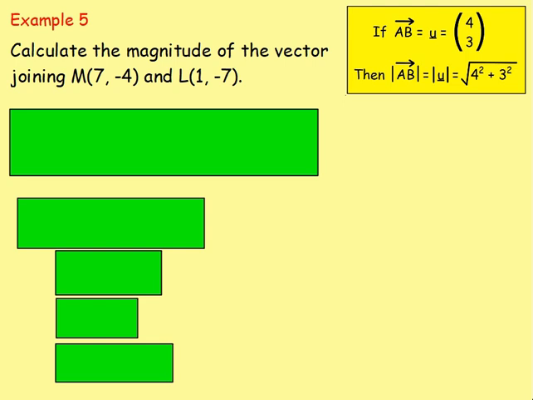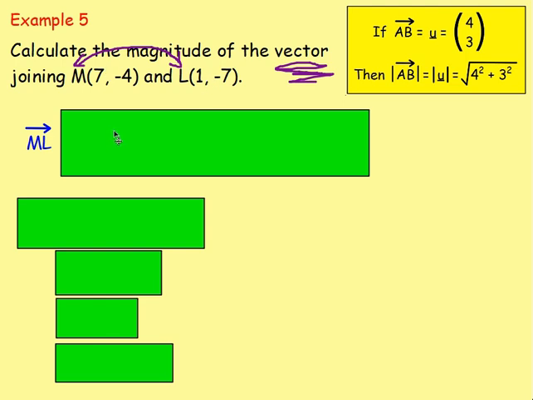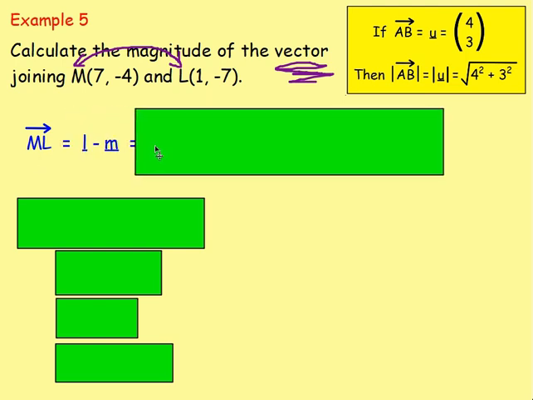Example 5, calculate the magnitude of the vector joining M and L. So to do this, well, M is the point 7, negative 4, and L is the point 1, negative 7. First of all, we need a vector joining those two points. So we can either work out ML, or we could work out L back to M. It doesn't really matter which way around we do it, because again, the direction's not important. It's just the magnitude or the size. What I've done though is just worked out ML. If you do it the other way around, you will get the exact same length.